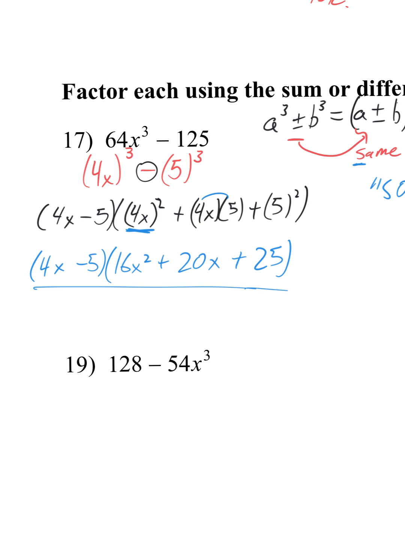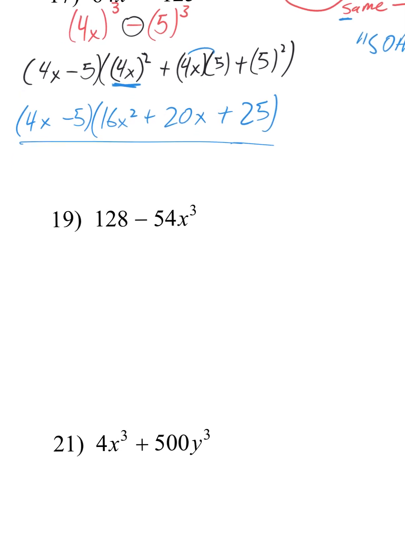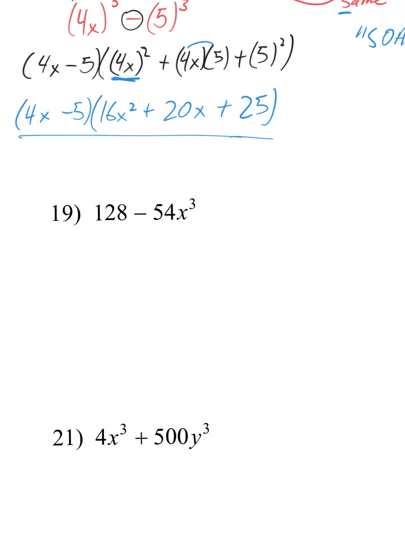Let's similarly apply this to solving number 19. Okay. And you'll notice they tried to pull a switcheroo on us. They said, hey, I'm going to put the non-variable part first. And that doesn't really change how we approach the problem. We can still solve it the same way. But they threw another curveball at us too. 128 and 54 are not actually cubes. So how am I supposed to use the difference of cubes here?